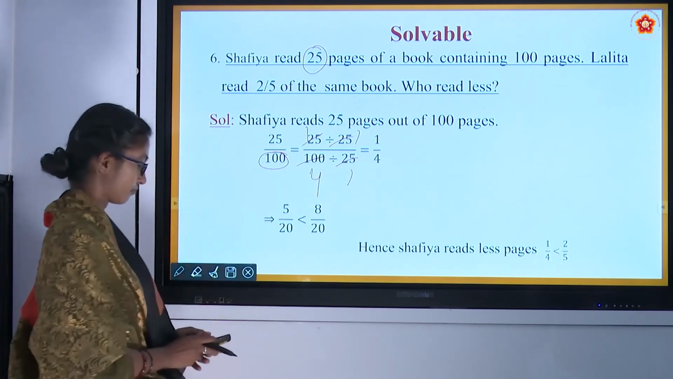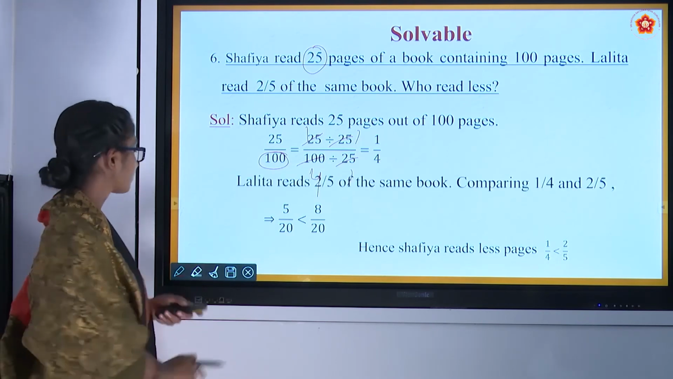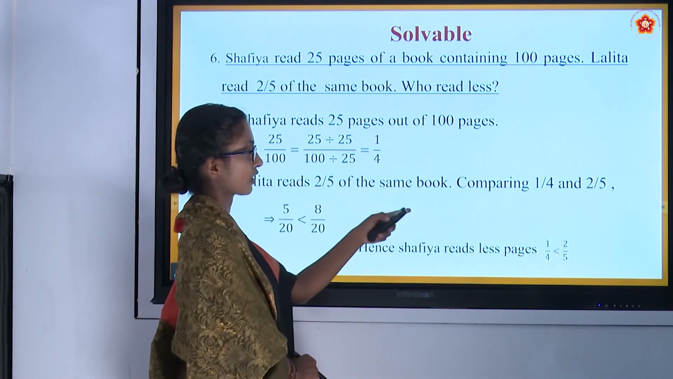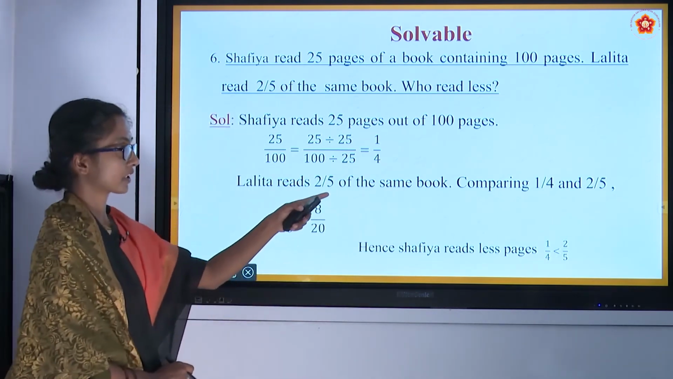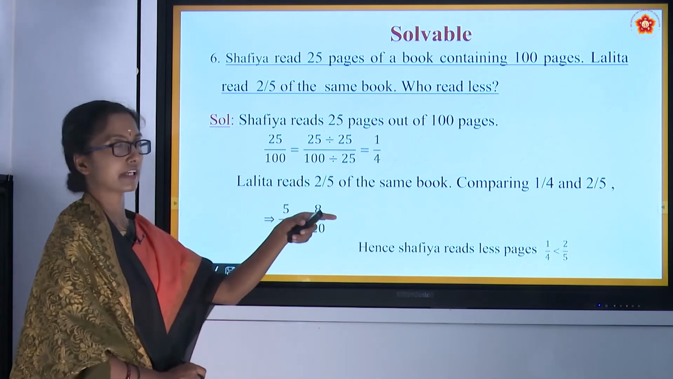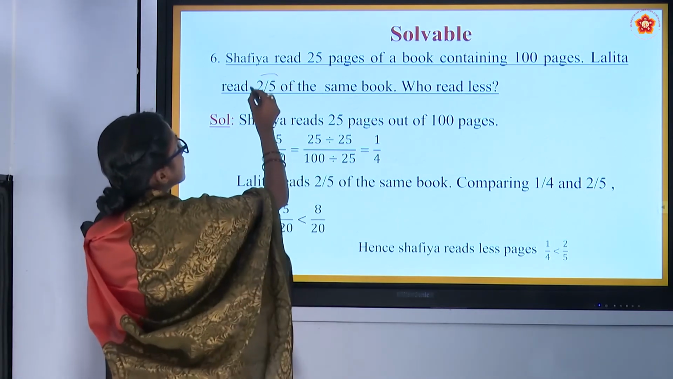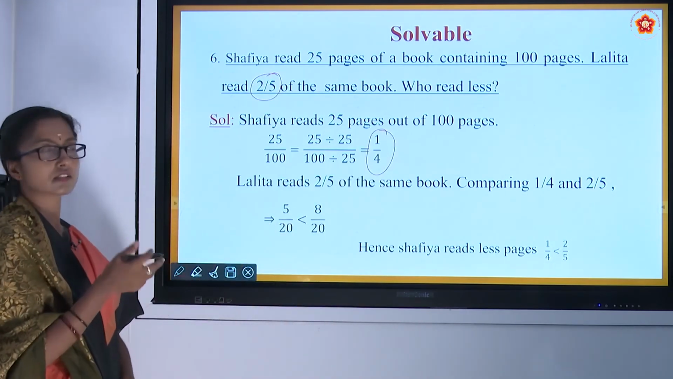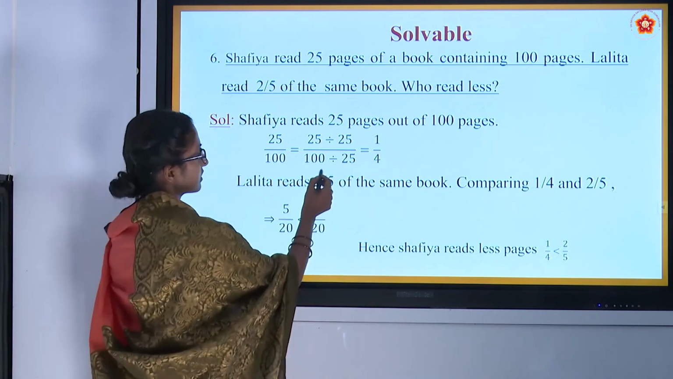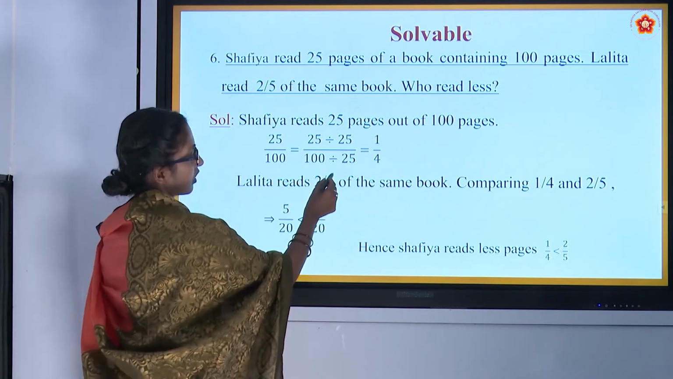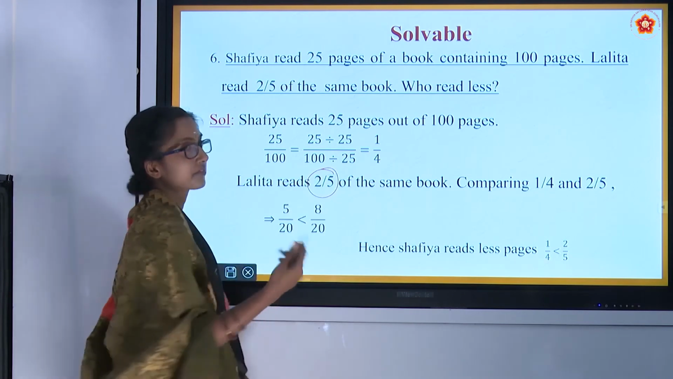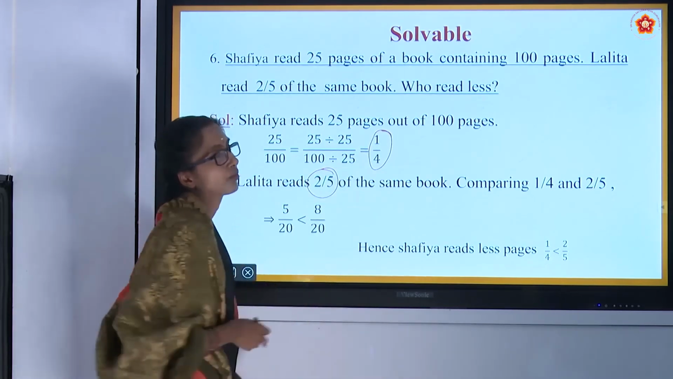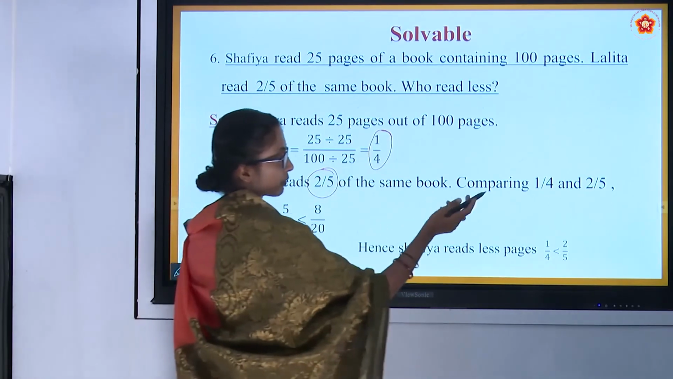Let's compare now. Lalita reads 2 by 5 of the same book. How do we compare 1 by 4 and 2 by 5? Now, Lalita and Shafia, let's compare who reads less. So now let's compare both fractions. Lalita says 2 by 5th she'll read, and what about Shafia? 1 by 4th of the book. Now we are going to compare both fractions.